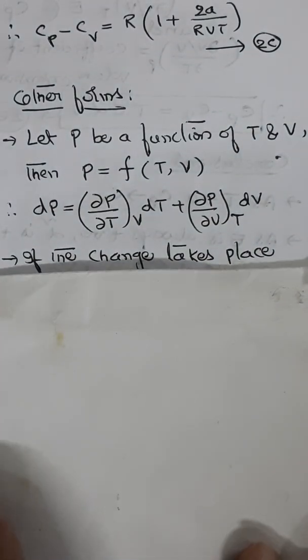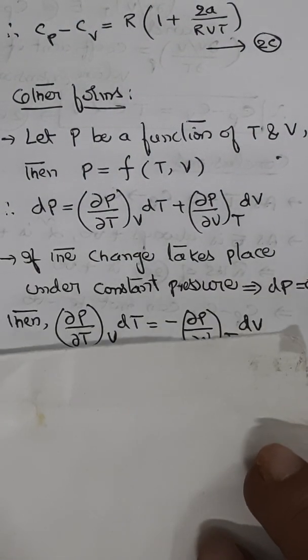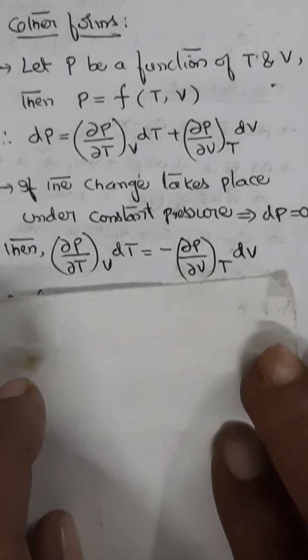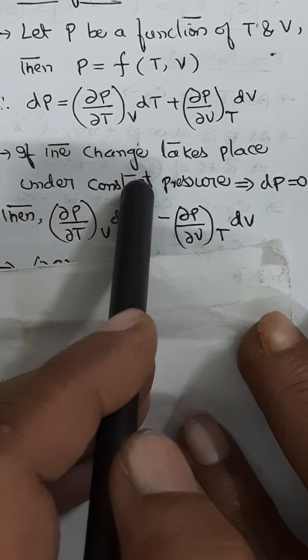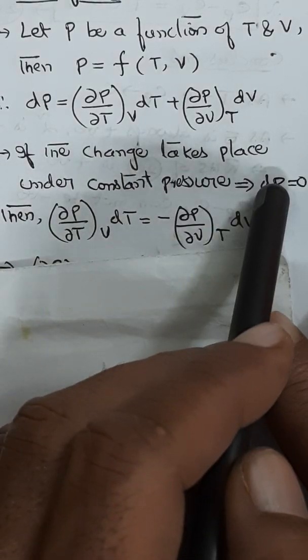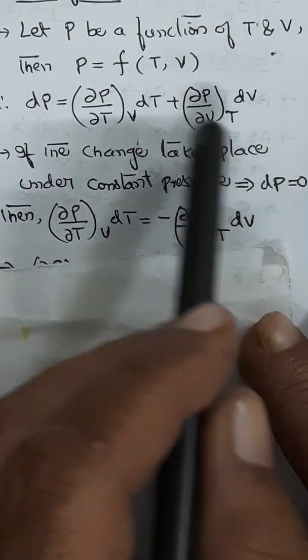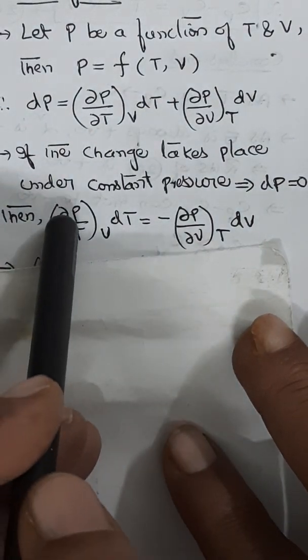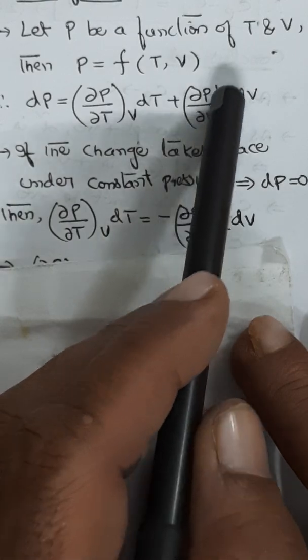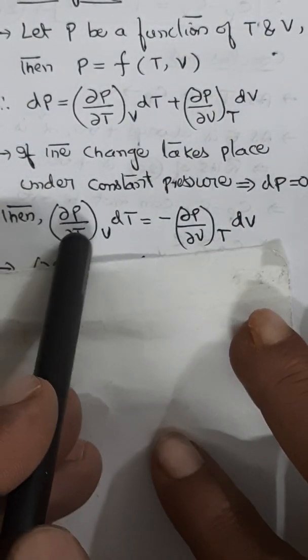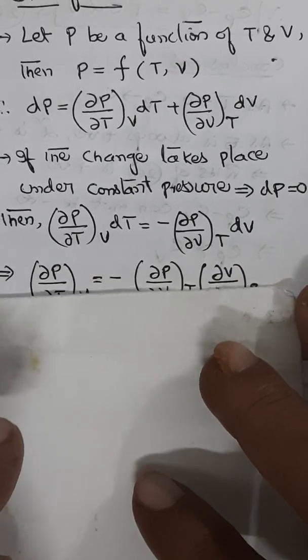Now in this situation, if the change takes place under constant pressure, then dP will be 0. When dP is 0, you can equate this as ∂P/∂T at V dT plus ∂P/∂V at T dV is equal to 0. That means ∂P/∂T at V dT is equal to minus ∂P/∂V at T dV.